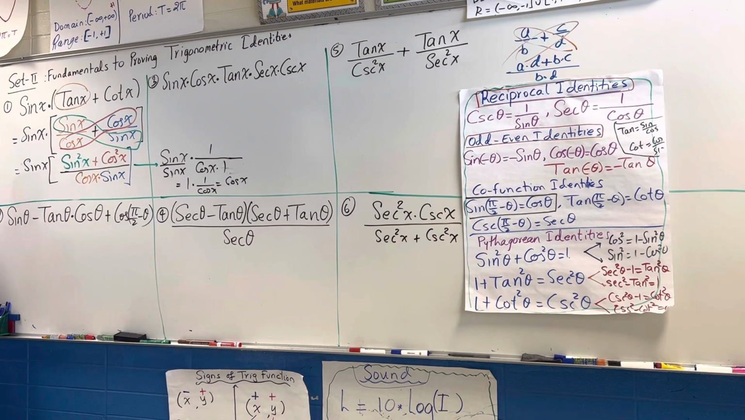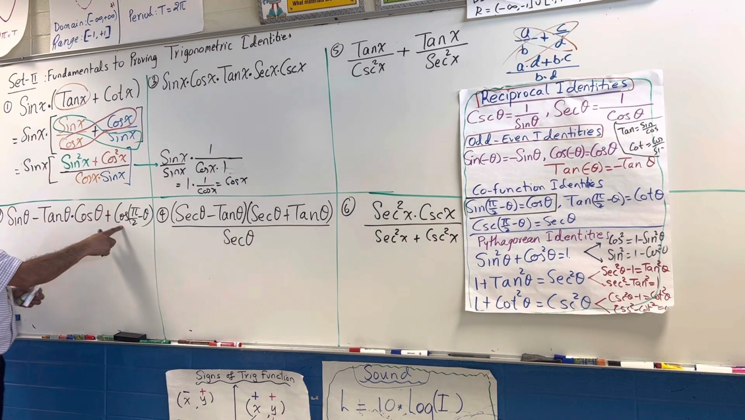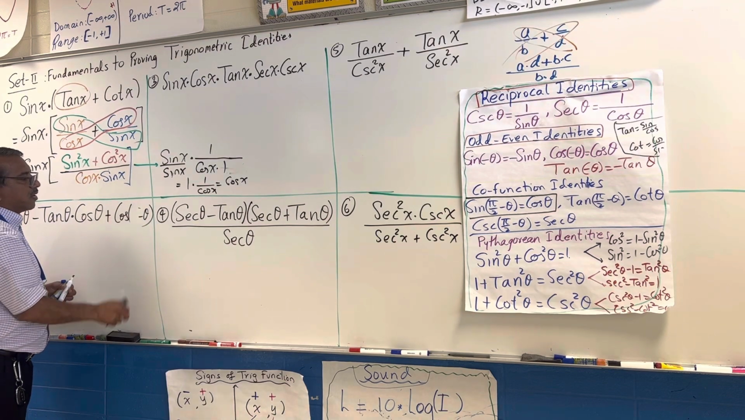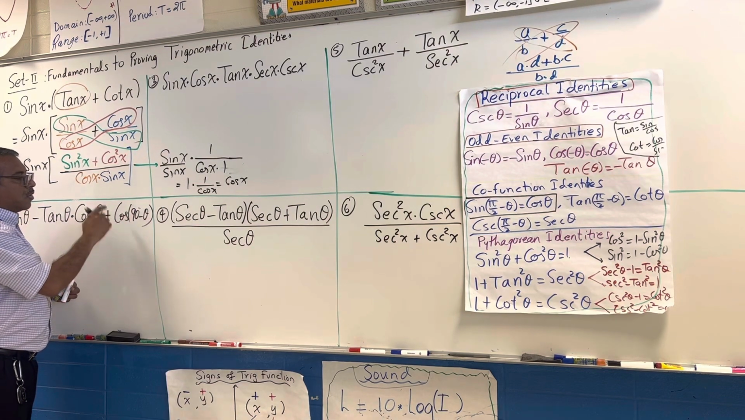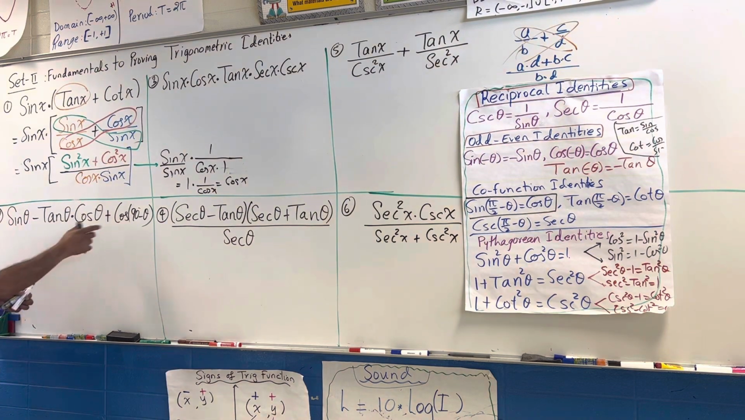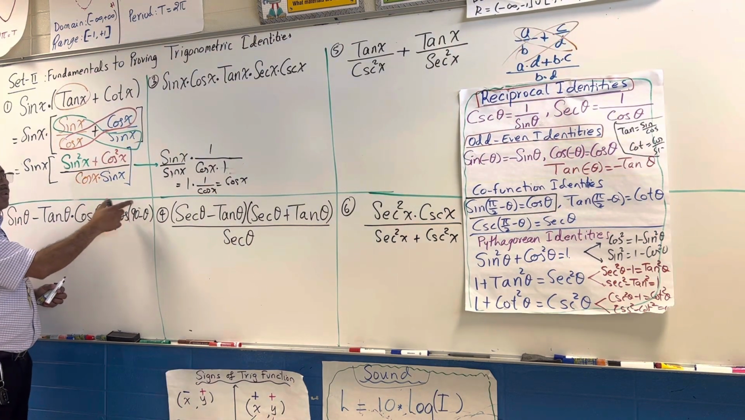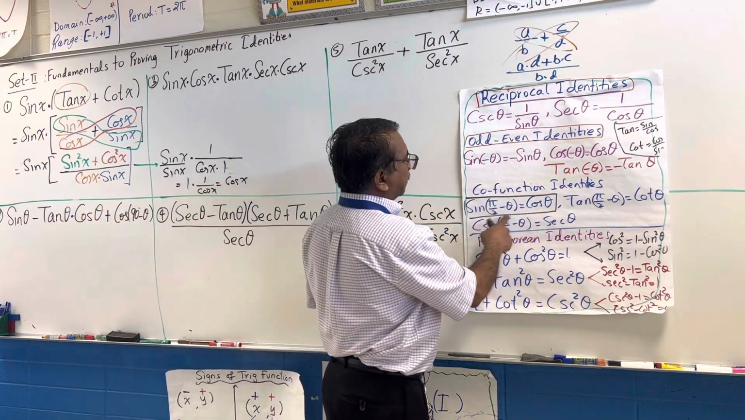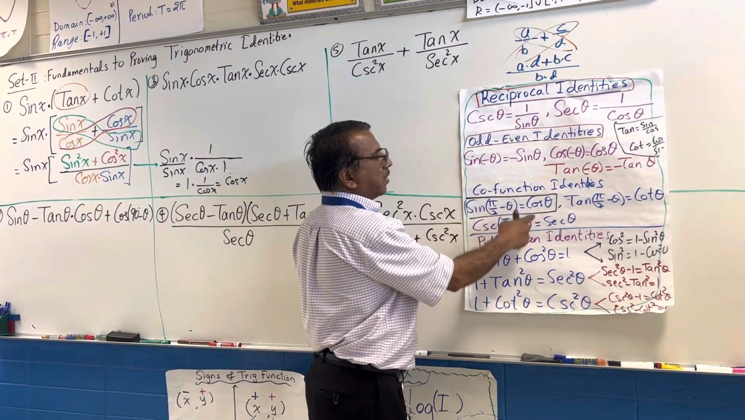Look at the second problem. The first thing is, we need to know what this cosine pi by 2 is. Basically, pi by 2 is 90 degrees. And cosine complements with sine, so we can reduce this to sine theta, because cosine of 90 minus theta is sine, and sine of 90 minus theta is cosine.